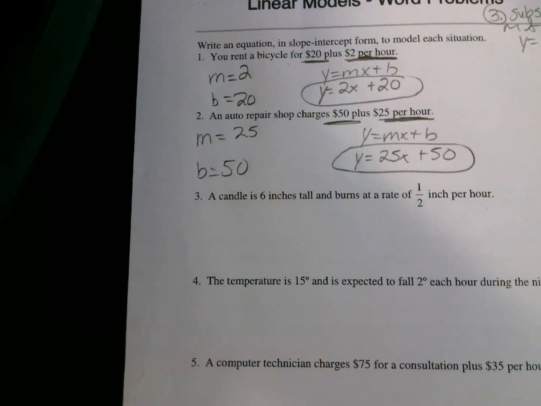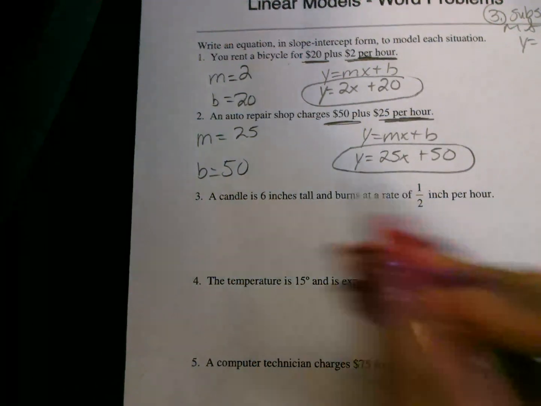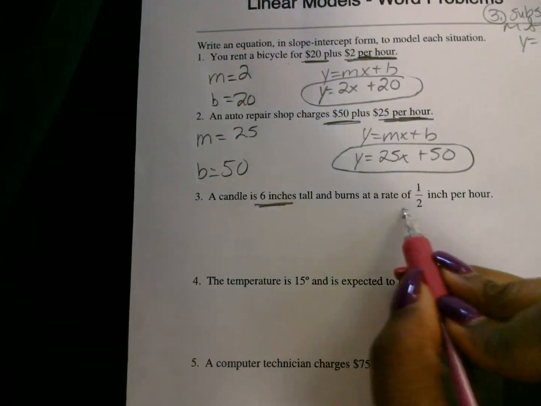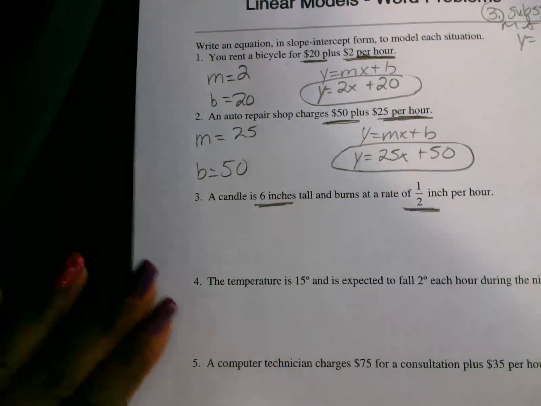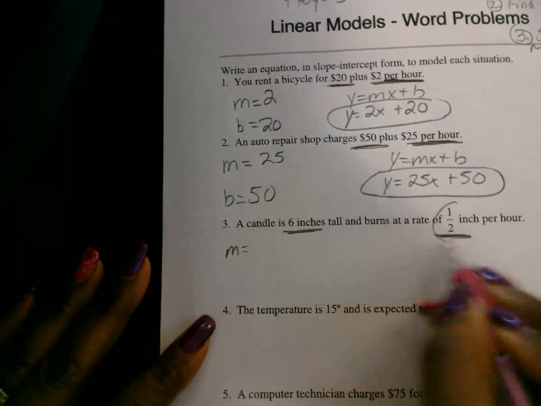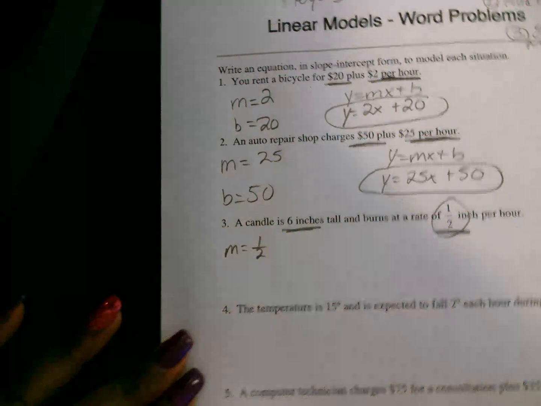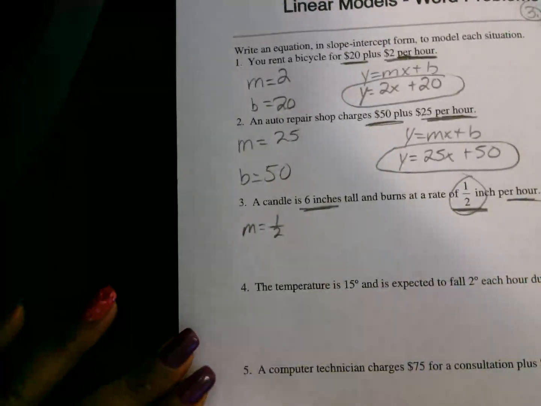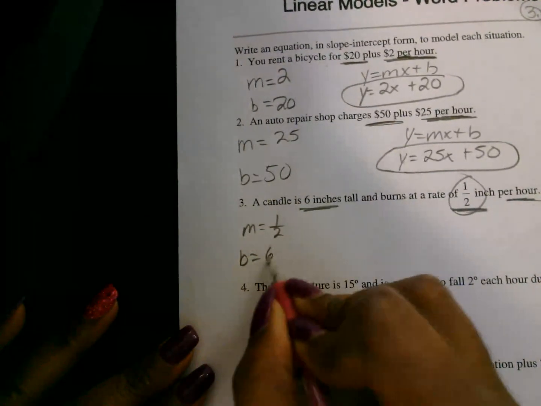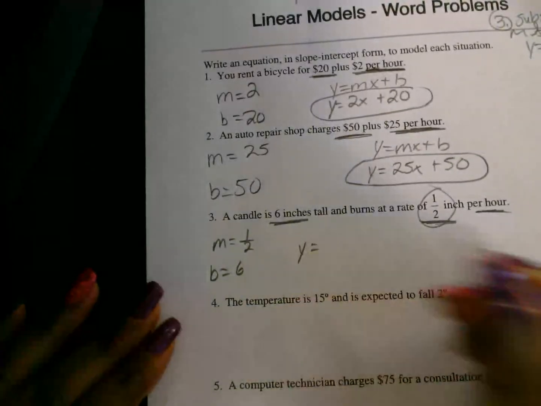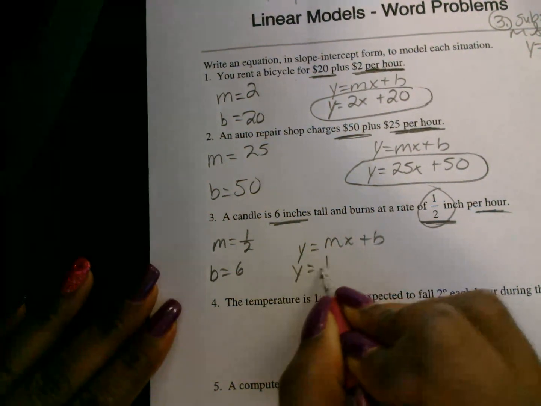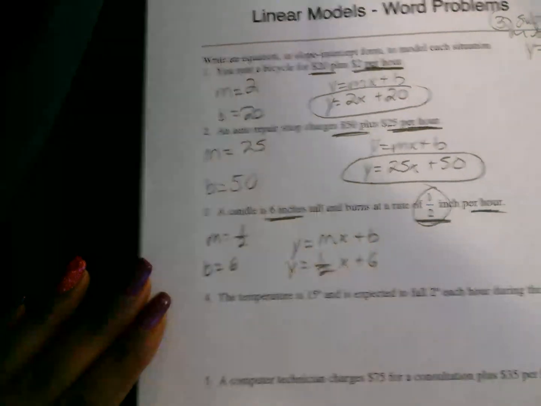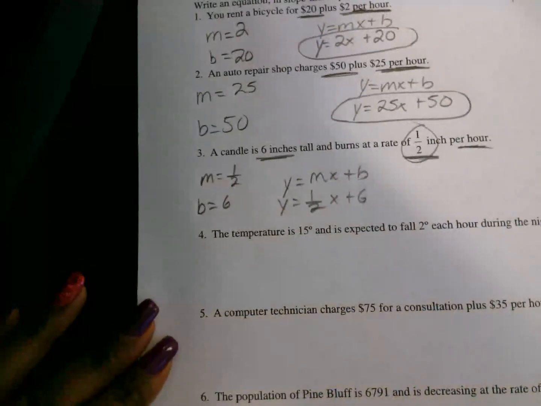A candle is 6 inches tall and burns at a rate of 1/2 inch per hour. Thirteen people have that right. Good job. So my m, the rate, is 1/2 inch per hour, and the starting amount is 6 inches. So my equation in slope intercept form, y equals mx plus b, is y is equal to 1/2 x plus 6. Okay? See if you can do the others on your own.